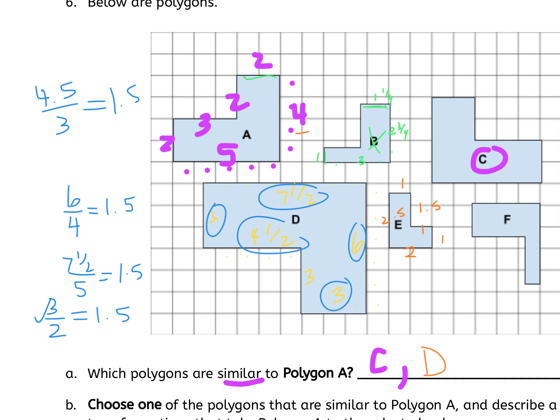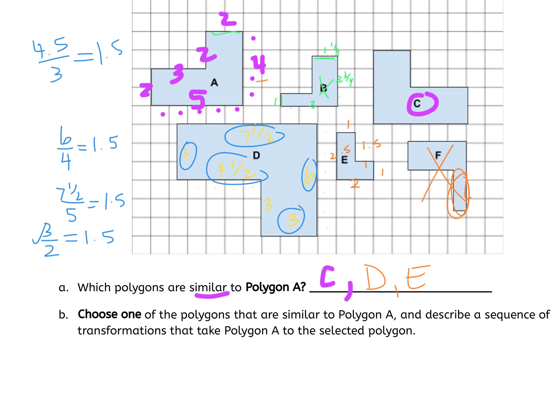Oh, D is a similar figure and E. Okay, let's move on to F. F looks completely out of whack. I don't even think I have to test it out, because look at how skinny this part is. So F is not going to be a similar figure.